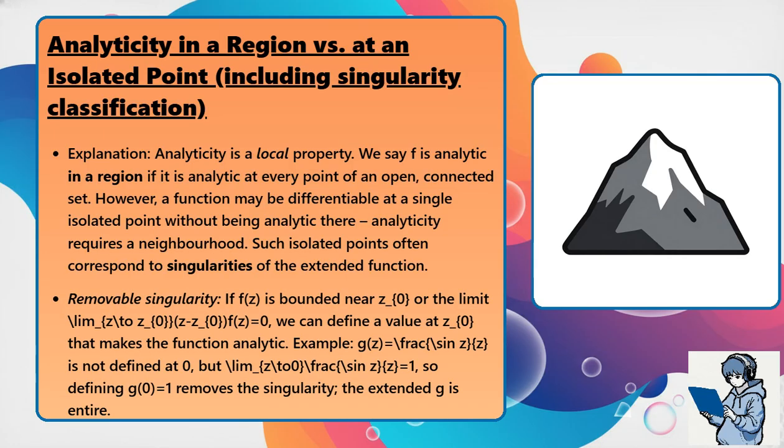Removable singularity. If f(z) is bounded near z_0, or the limit as z approaches z_0 of (z - z_0) f(z) equals 0, we can define a value at z_0 that makes the function analytic. Example: g(z) = sin z / z is not defined at 0, but the limit as z approaches 0 of sin z / z equals 1, so defining g(0) = 1 removes the singularity. The extended g is entire.